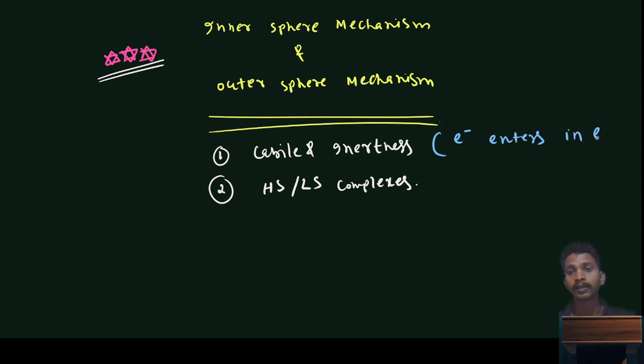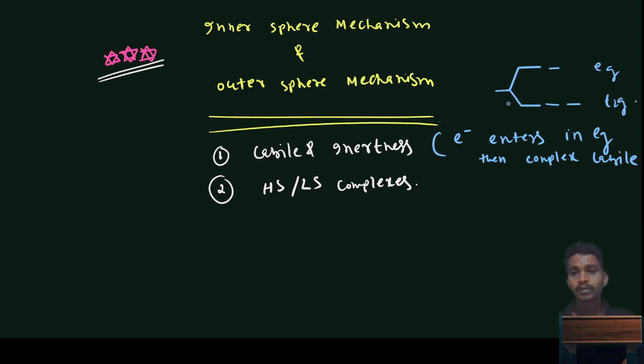For labile and inertness, what you look at is that if electrons enter in the Eg, then complexes are labile. We know that octahedral complexes look like this. This is Eg and this is T2g. So if electrons enter in the Eg orbitals, let's say we have d4 high spin, 1, 2, 3, 4.